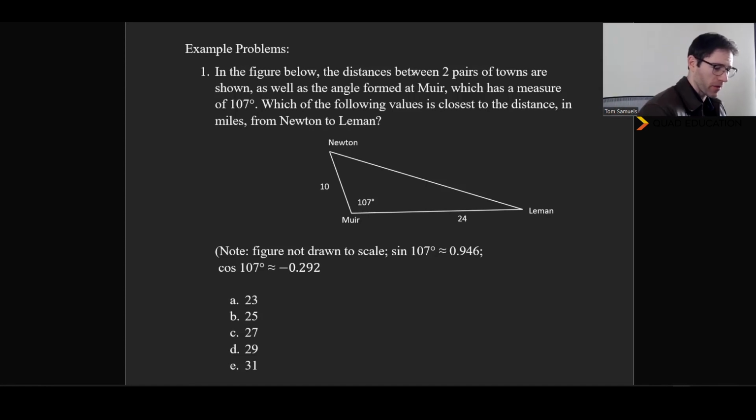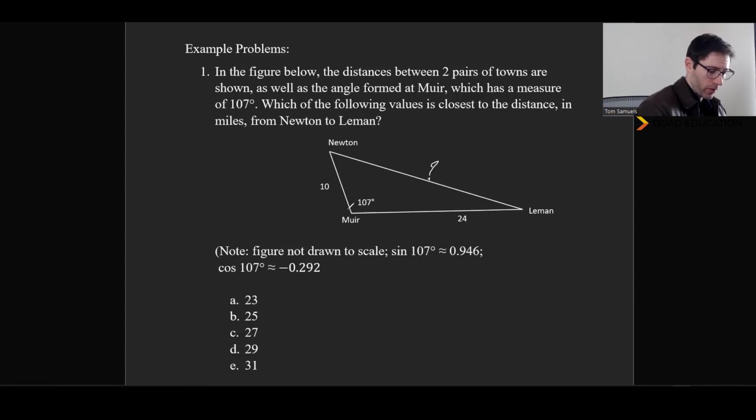So in the figure below, the distances between the two pairs of towns are shown, as well as the angle formed at Muir, which has a measure of 107 degrees. Which of the following values is closest to the distance in miles from Newton to Lehman? So that's going to be this side right here.